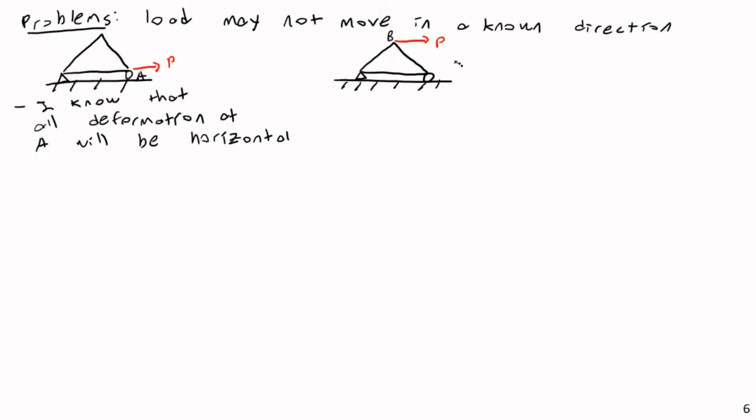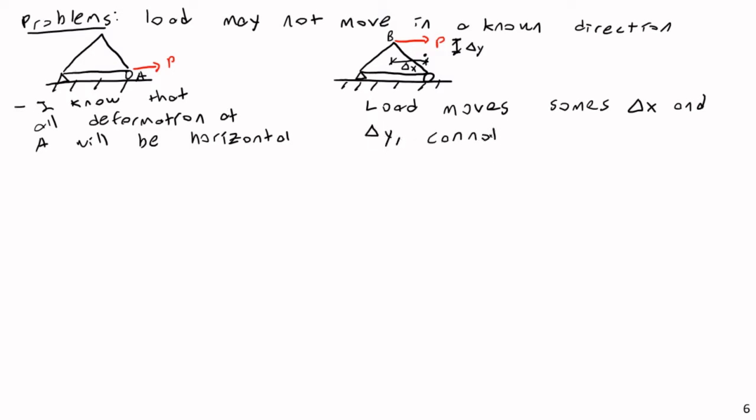But what about this one here? Here, B is going to end up moving both down and to the right. So I would have a delta Y and a delta X, and it's difficult to predict in advance how much each is going to be. If the load is applied at B, the load moves some delta Y and delta X, and I cannot immediately know the ratio between them. As a reminder, what I'm discussing here is why it's very difficult to directly apply work energy to a global structure.